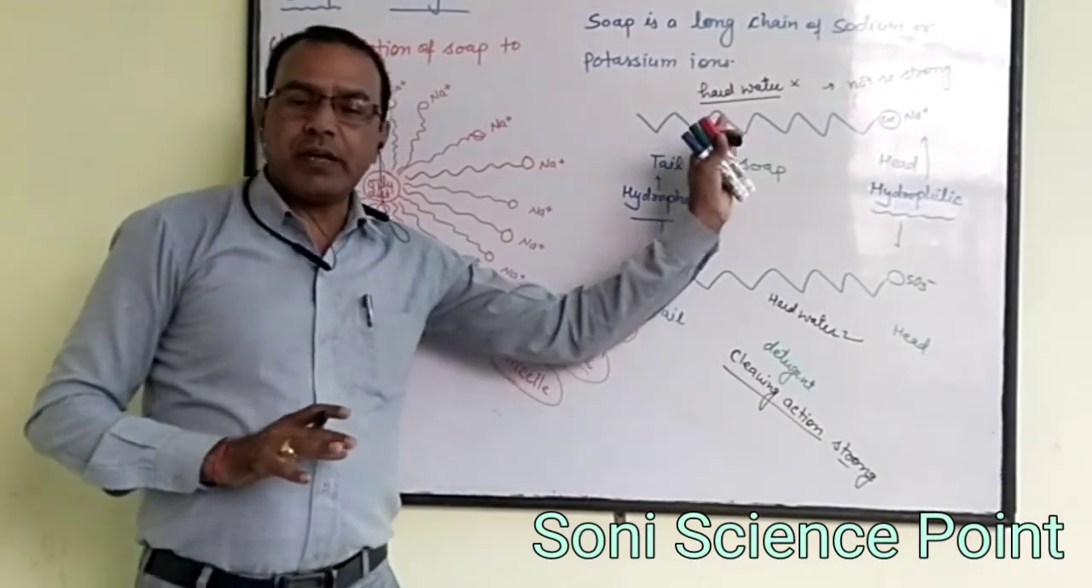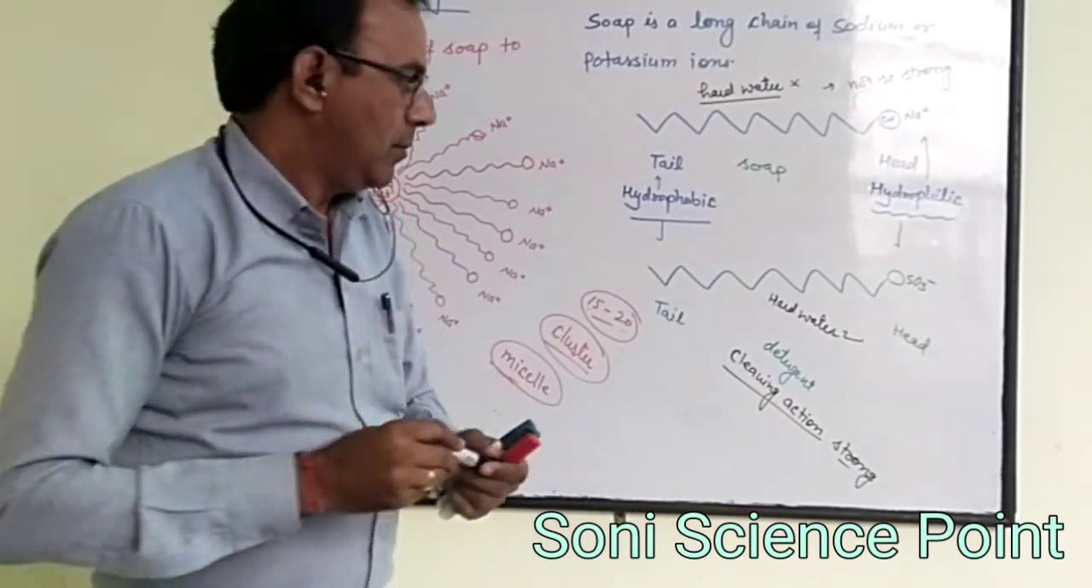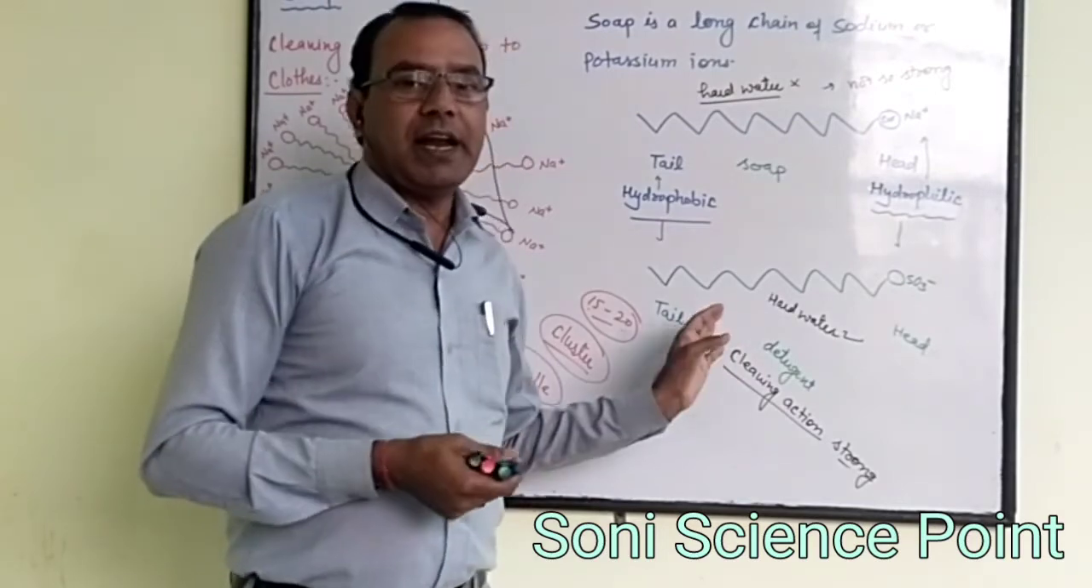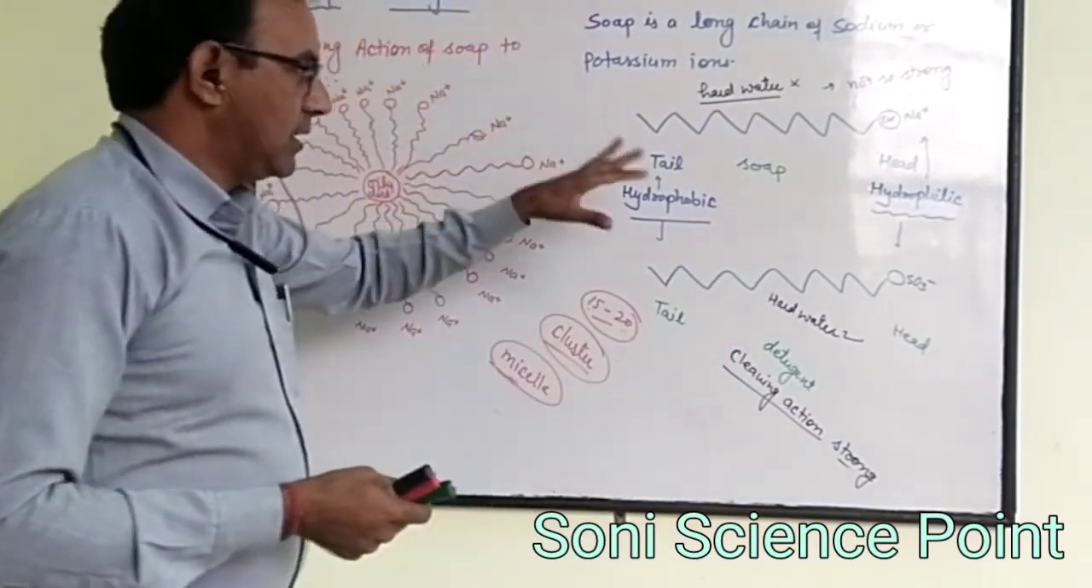And the next one is, we can prepare soap at home, but detergent cannot be produced at home. It may be manufactured in industries. This is the major difference.